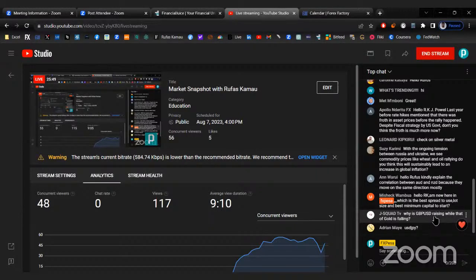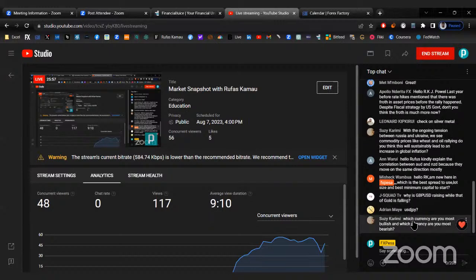Why is pound USD rallying while that of gold is falling? Yes, correlations are not permanent. I keep saying this. Sometimes markets will be correlated, but these correlations are not expected to hold indefinitely. Sometimes you'll see divergences happening where two assets normally moving in the same direction, at one point you'll find one going up and the other going down, and that's completely okay.